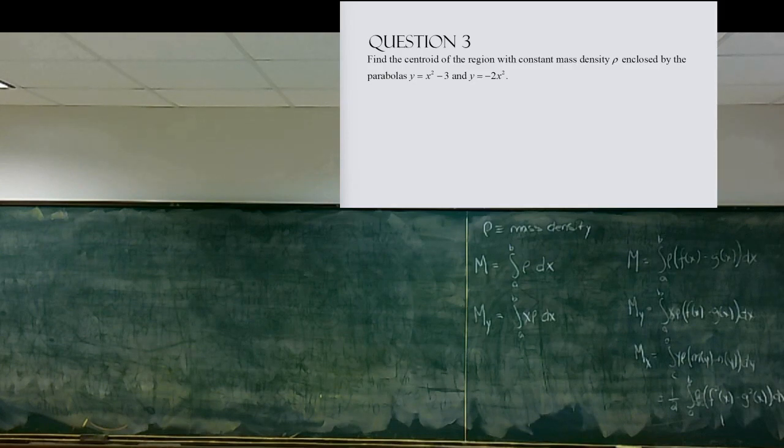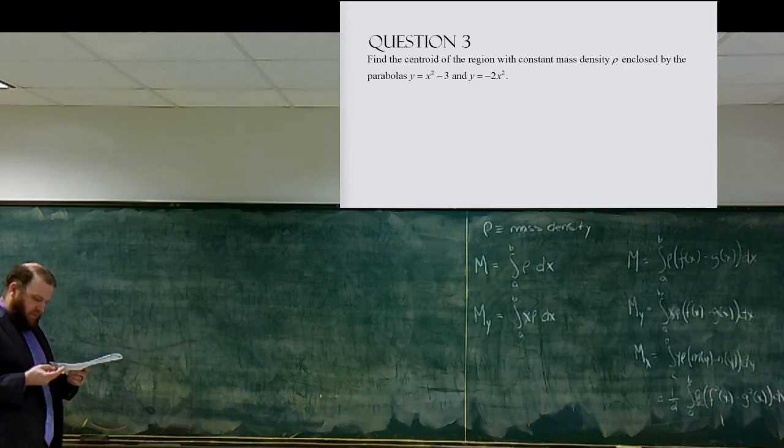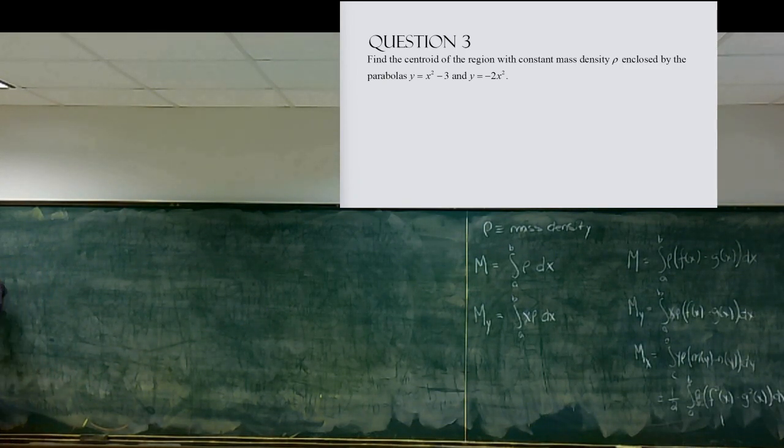Here we're told, region has constant mass density rho. And the region is enclosed by two parabolas, x squared minus 3 and negative 2x squared. Is rho that symbol that looks like a P? Okay. It's the Greek letter rho. So it's constant mass density. So total mass. Since rho is constant, it's not going to have to be in the integral, right? Then we're going to integrate.